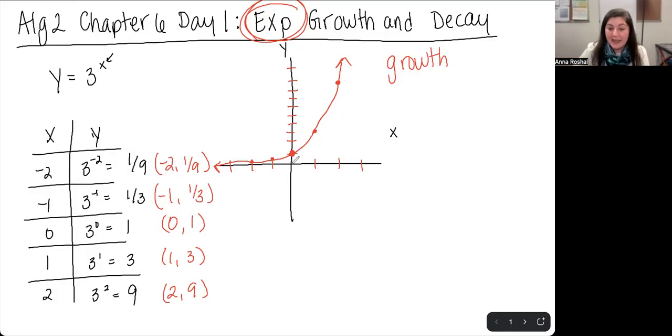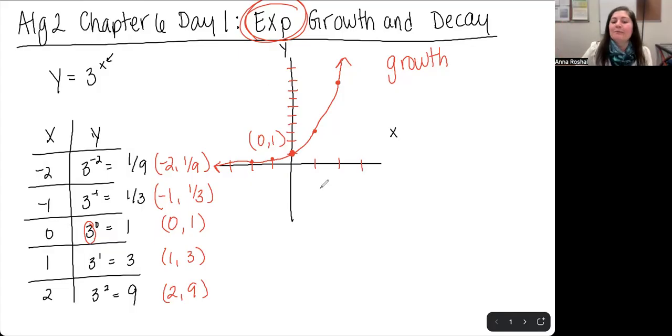Okay. So first, we know this is a growth function. Second, we can tell that this function has a 0, 1 point. And it doesn't really matter what this number is because we know anything to the 0 power is always going to be 1. So that's going to be your staple point on the graph. Kind of like when you were doing x squared quadratic functions, you knew that 0, 0 was a thing because 0 squared is 0.